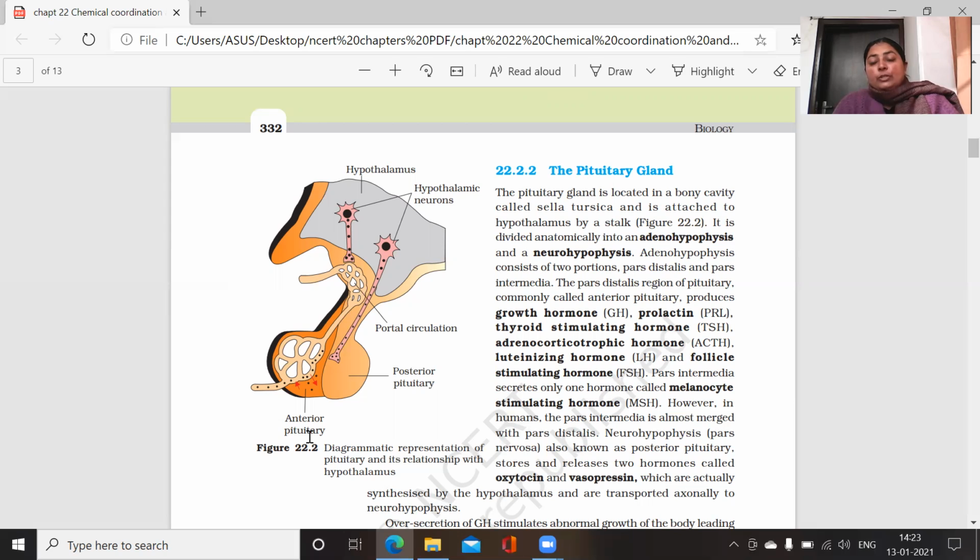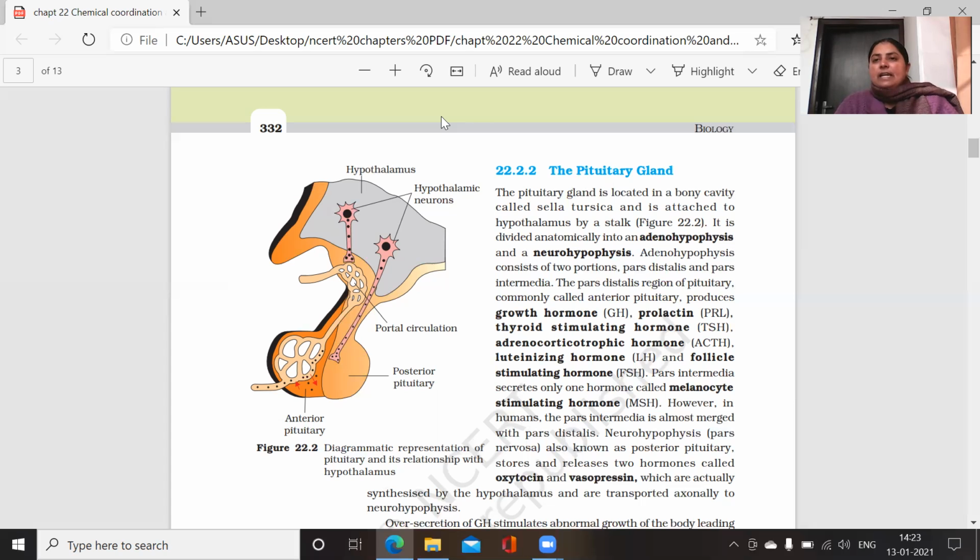If we want to study the anatomy of the pituitary gland, then this pituitary gland is divided into two portions. The anterior lobe of the pituitary gland is known as adenohypophysis, and the posterior lobe is known as the neurohypophysis. Students, the adenohypophysis, which is the anterior lobe, produces various types of hormones, and it produces the maximum number of hormones. So it again consists of two portions. One is pars distalis and another is pars intermedia.